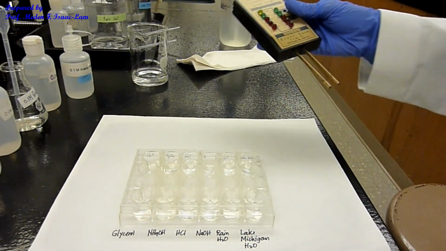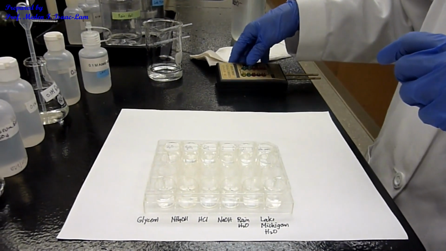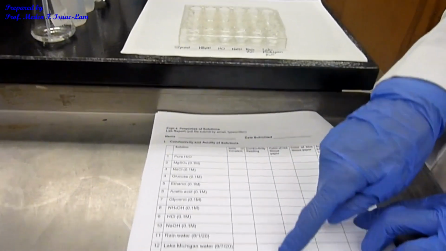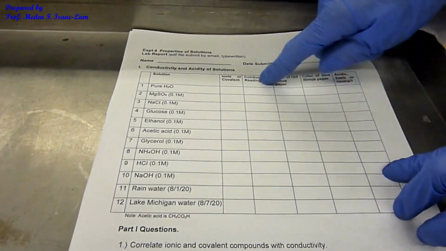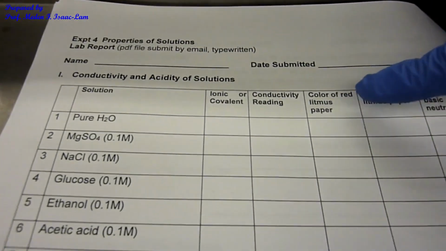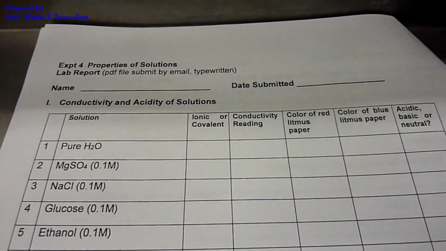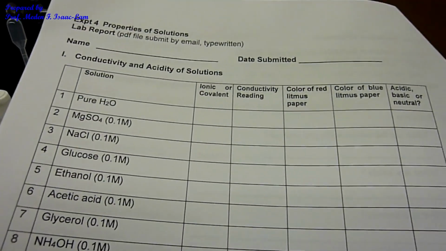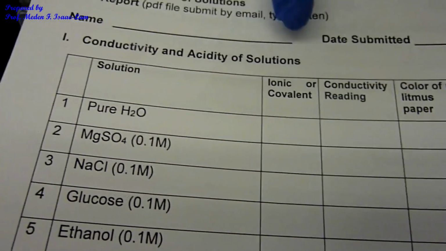Okay? All right. So now we're done for that part, which is the conductivity reading. So that's the second column. Okay? We're now going to do the acidity. So the next part is we're testing acidity of solutions.